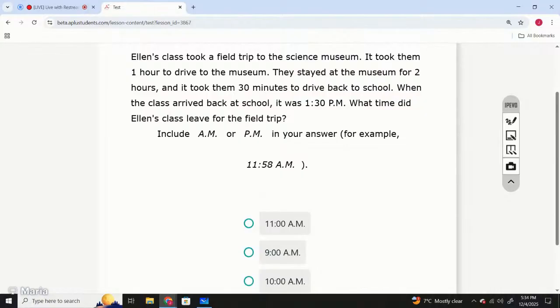Alan's class took a field trip to the science museum. It took them 1 hour to drive to the museum. They stayed at the museum for 2 hours. It took them 30 minutes to drive back to school. When the class arrived at school, it was 1:30 p.m. What time did Alan's class leave for the field trip?